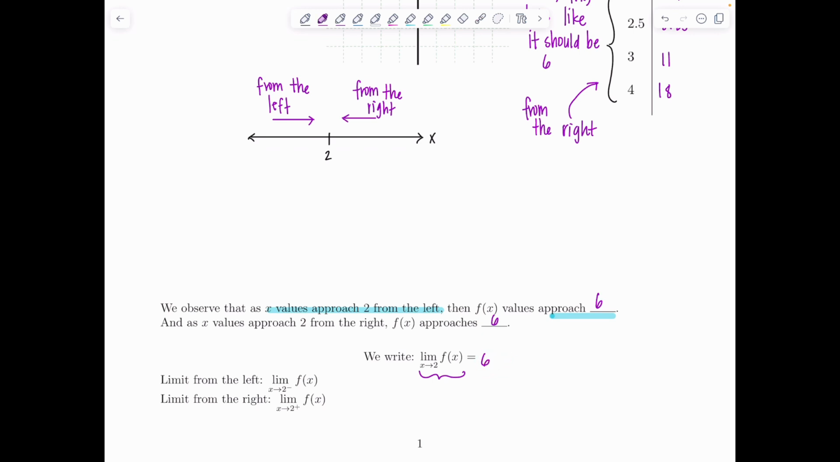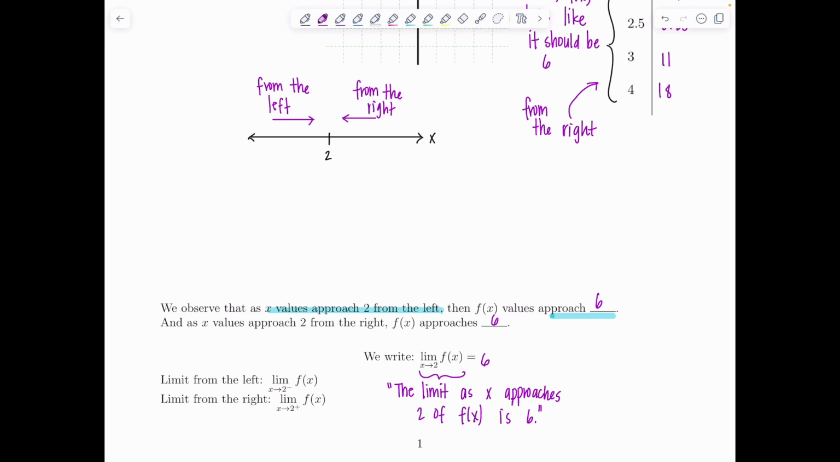So the way you would read this out loud, in case you've never seen this before, is you would say the limit as x approaches 2 of f of x is 6. Good. That "the" is a little squished. Forgive me. You wouldn't know what it says if I hadn't read it out loud to you.